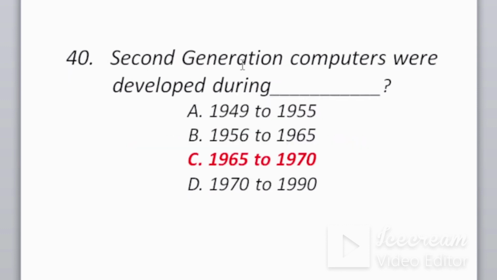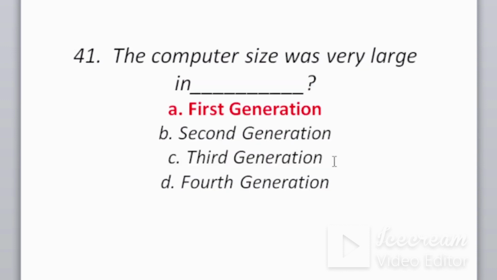40. Second generation computers were developed during dash. A. 1949 to 1955, B. 1956 to 1965, C. 1965 to 1970, D. 1970 to 1990. The correct answer is 1965 to 1970.